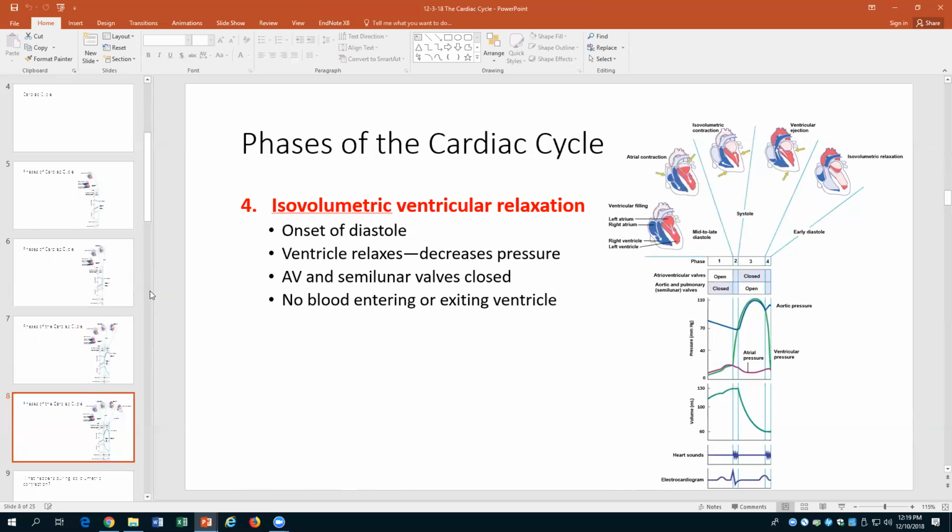There needs to be a pressure gradient. If the pressure is highest in the atria and lower in the ventricle, blood will go to the ventricle. If the pressure is high in the ventricle and low in the vessel, blood will go into the vessel. If the pressure in the vessel is higher than what's in the ventricle, blood will not want to go into the vessel. That semilunar valve will not open. And likewise for the ventricles and the atria. So we have to have a pressure gradient for blood to move and the valves to open.